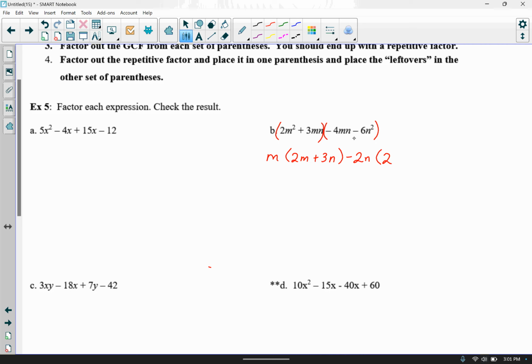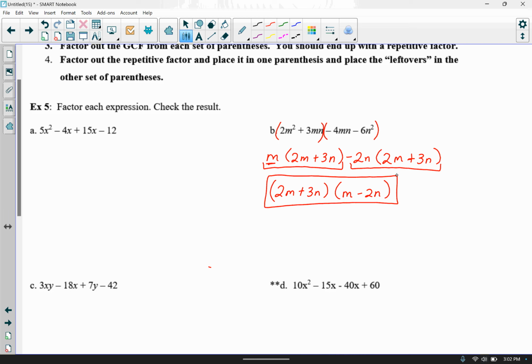And then I already have my N, but I need an M. Negative 6 divided by negative 2 would give me a positive 3. And then 2 take away 1, so 1N. So now you can see, just like on that previous page, here's a term and here's a term. Both of those terms have the same parenthesis part. That's what they have in common. So now I'm going to factor that out, 2M plus 3N, and then write what I have left over, M minus 2N. Final answer. Okay?